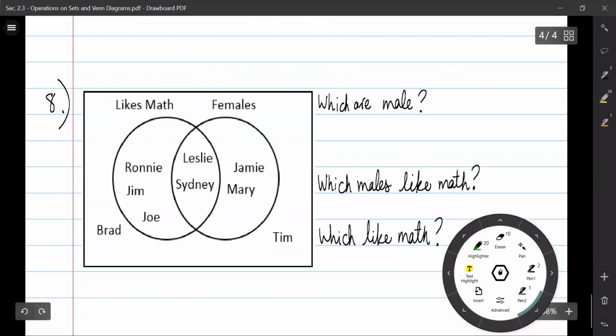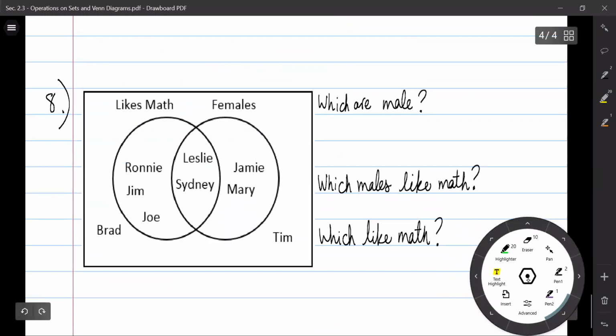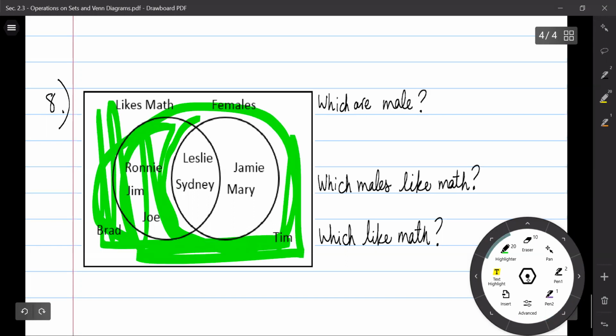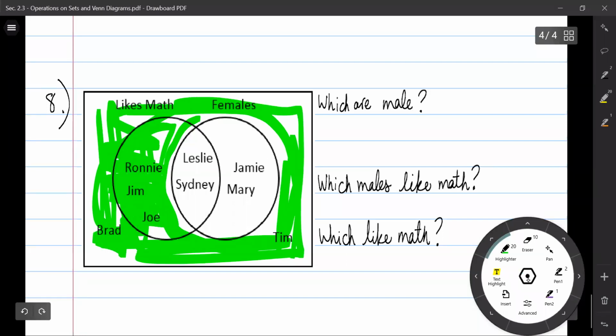All right, number 8, we have a Venn diagram. So for the purposes of this problem, we're going to assume that anyone who is not female is male. So in that case, the people here that are males are anyone that's not female. So anyone outside of that female circle. So Ronnie, Jim, Joe, Brad, and Tim.